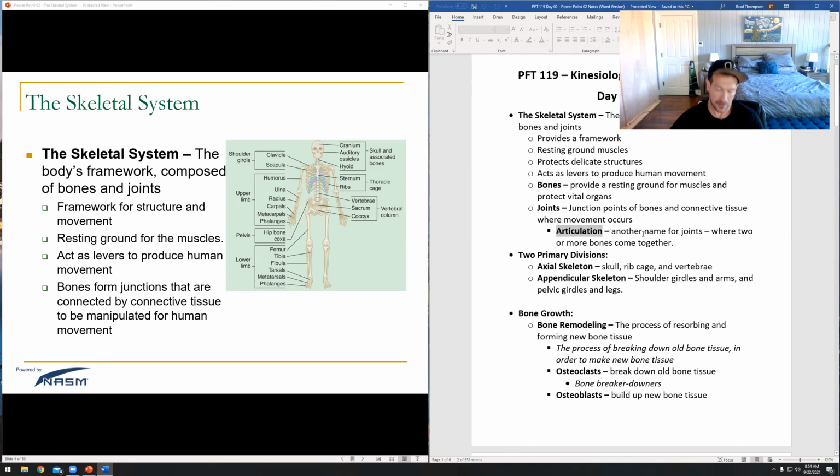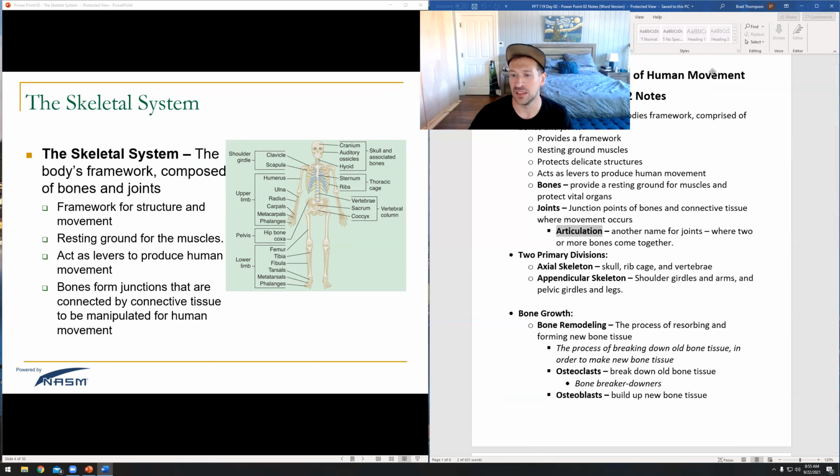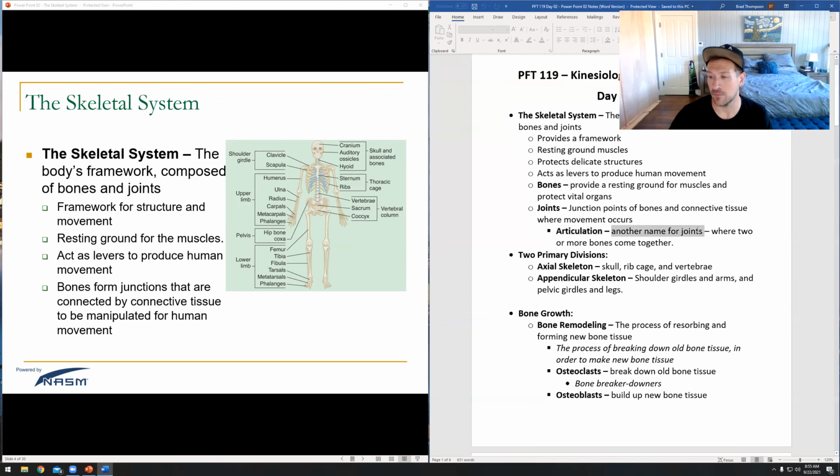In fact, a lot of times you're going to hear the term arthrokinematics, which is a really big long term. It means joint motion. Kinematic means motion, and arthro is talking about the actual joints. And so that's where we get the term joint motion. But an articulation is very different from when you are articulating, like when you're talking. It's another name for your joints. It's where two or more bones are coming together.